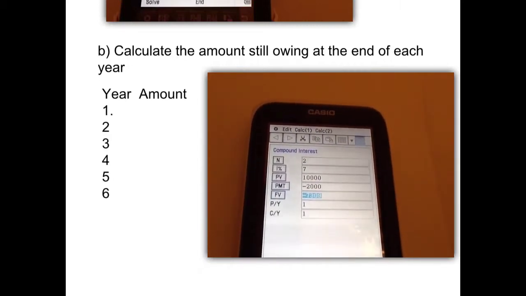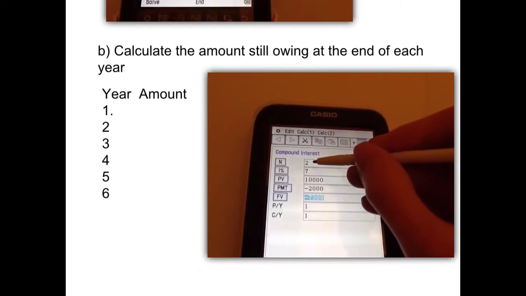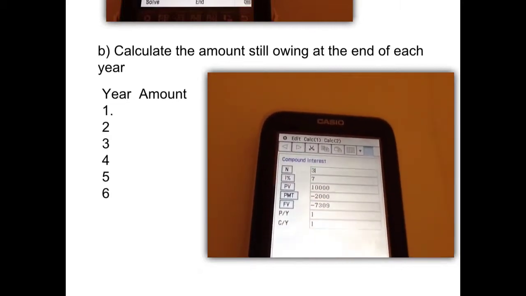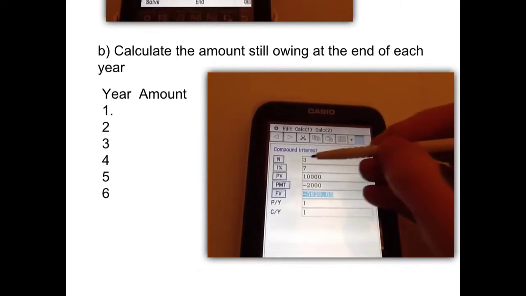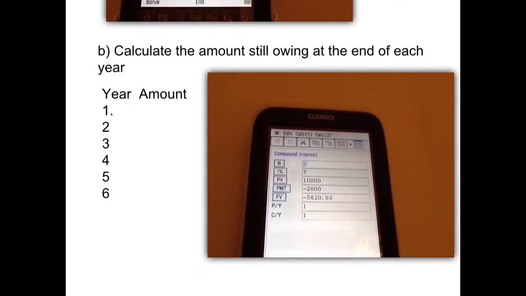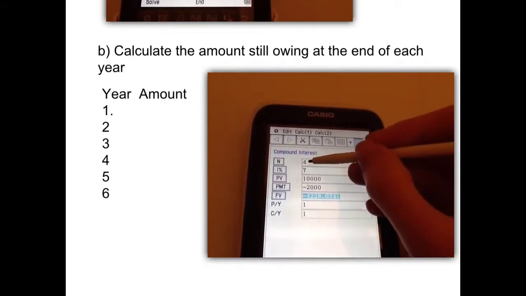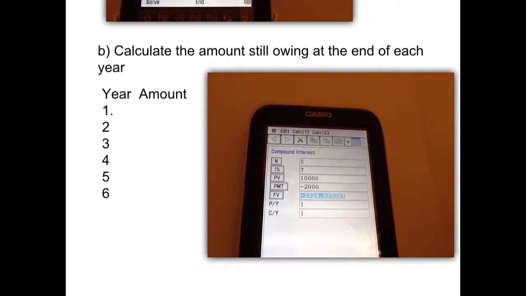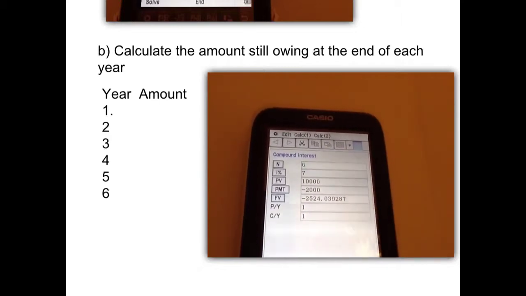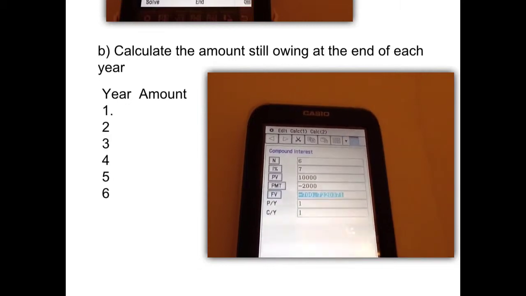Then, to work out after 2 years, we're going to change that to 2 and click on FV. So after 2 years, there's $7,309 remaining. After 3 years, there's $5,820.63 remaining. After 4 years, $4,228. After 5 years, $2,524. And after 6 years, there's $700.